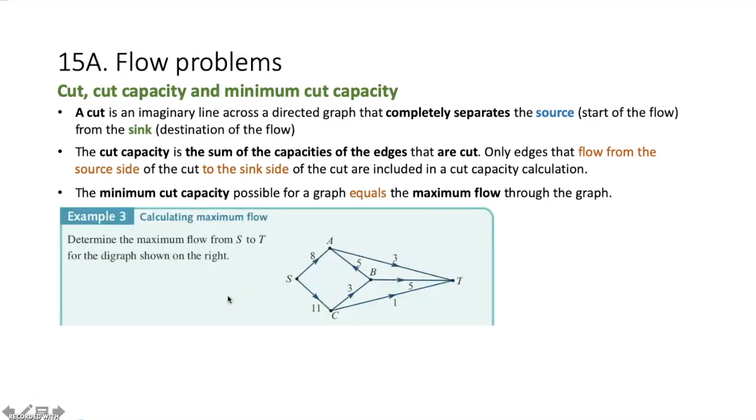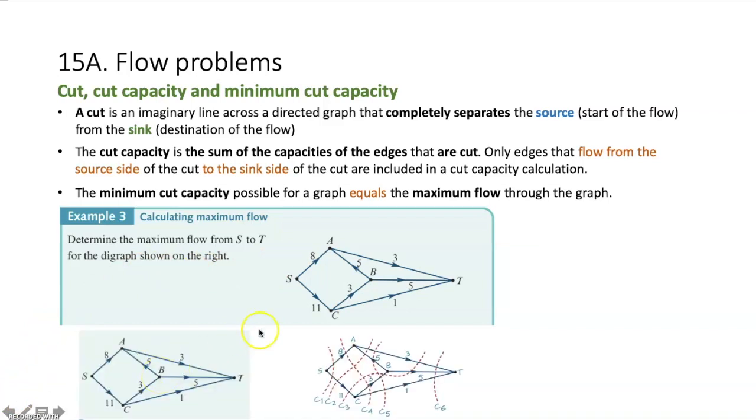Second example: determine the maximum flow from source to sink for the diagram shown on the right. S is the source and T is the sink. Now, if you want, pause the video and see whether you can find all the cuts. Just pause the video and have a go.